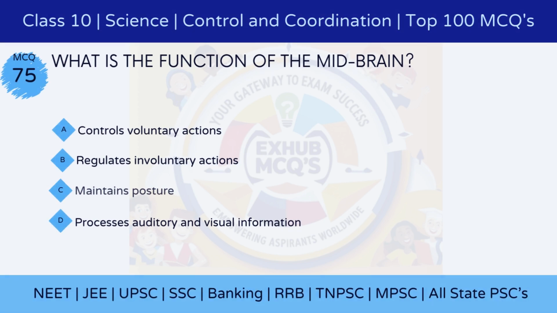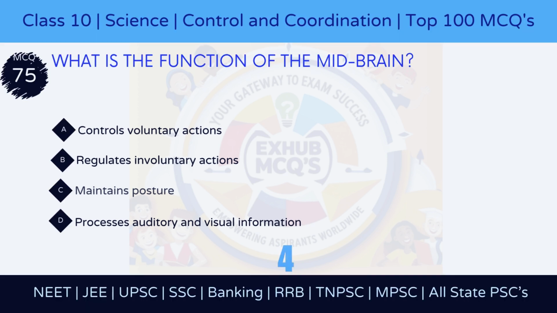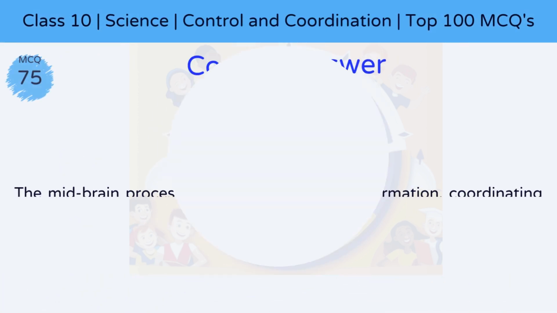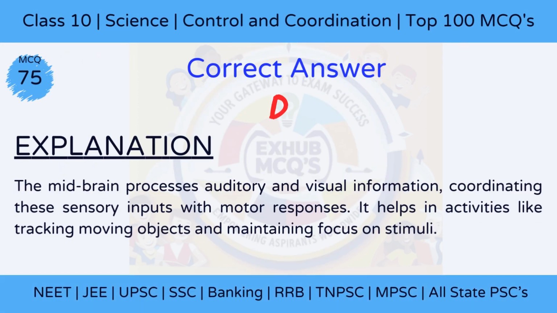MCQ 75. What is the function of the midbrain? Option A, controls voluntary actions. Option B, regulates involuntary actions. Option C, maintains posture. Option D, processes auditory and visual information. The correct answer is option D, processes auditory and visual information.